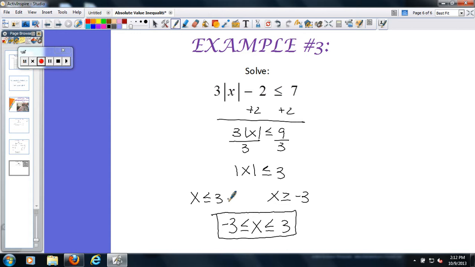Absolute value inequalities are, if you felt like the equations were easy to do and to solve for, the inequalities are not any more difficult. The only change is that you have to flip the sign anytime you divide by a negative. That's the only change. Okay?